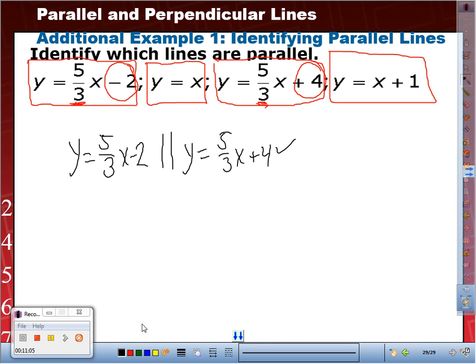Let's look at the other ones. We got y equals x, and the other one is y equals x plus 1. Is this one in slope-intercept form? Yes. What is the slope? 1 over 1. What is the slope here? 1 over 1. What is my y-intercept for this one? 0, so it's plus 0. And what is this one? 1. So are these two parallel? Yes, so therefore we write parallel.